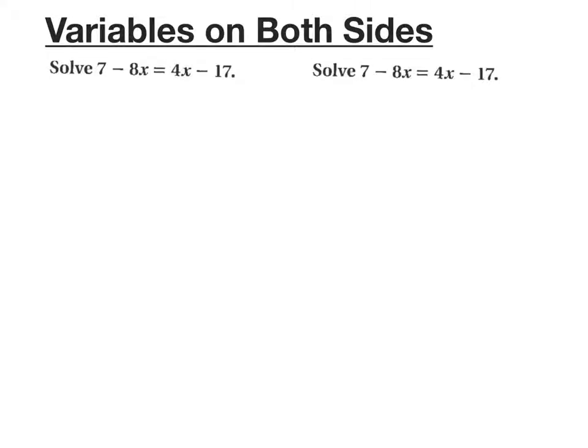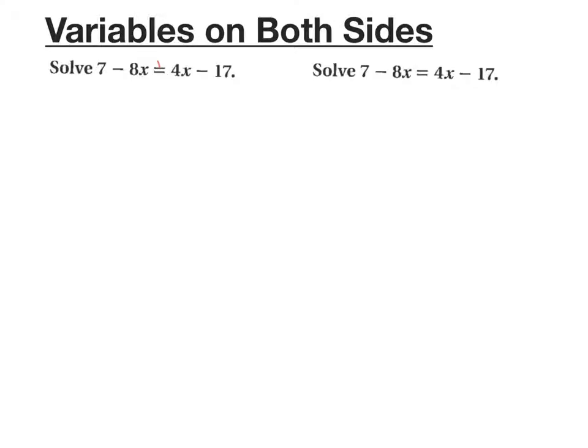Hey everybody. In class for the last couple weeks, we've been working on solving different types of equations. We've seen a lot of different kinds, different numbers of steps, different kinds of steps. Today we're going to learn about what to do when we have a variable on both sides of the equal sign in an equation. So I have an example here, 7 minus 8x equals 4x minus 17.